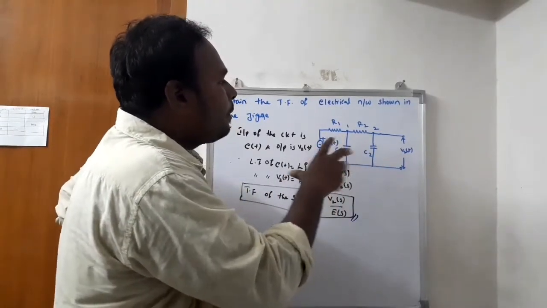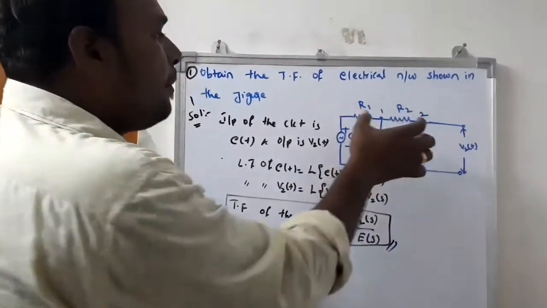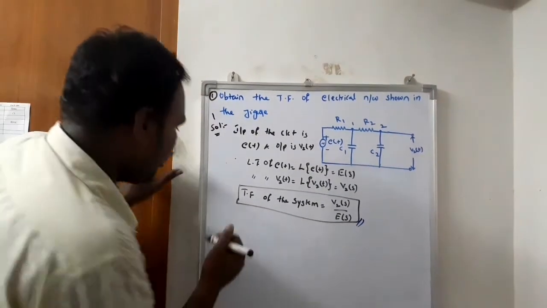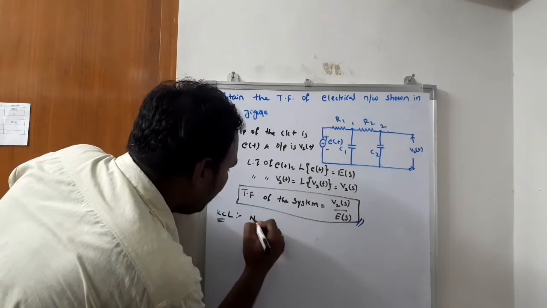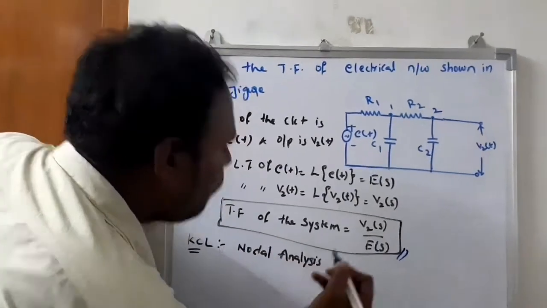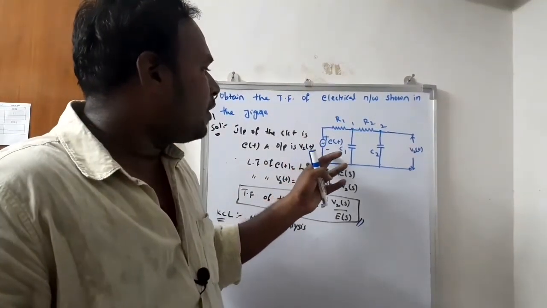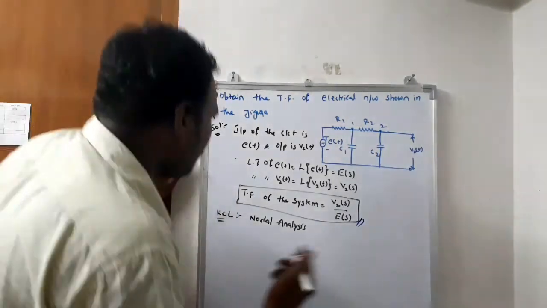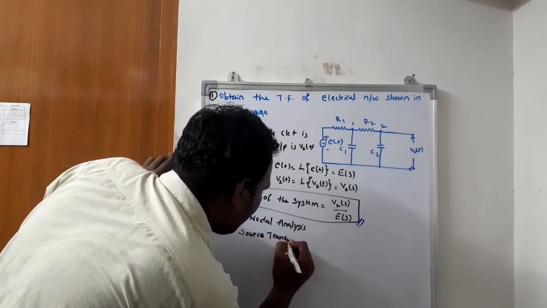there is some problem in the circuit. See here, he gave the two nodes, so he mentioned nodes here, that's why we are going for the KCL, so nodal analysis. For the nodal analysis we are going to convert this voltage source into a current source, using the source transformation technique.